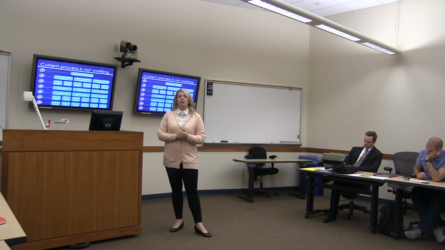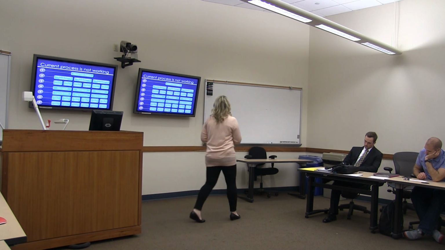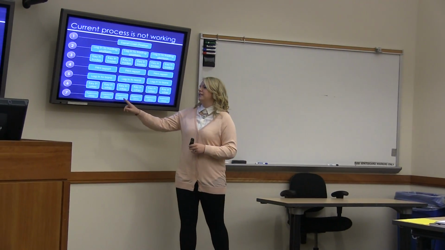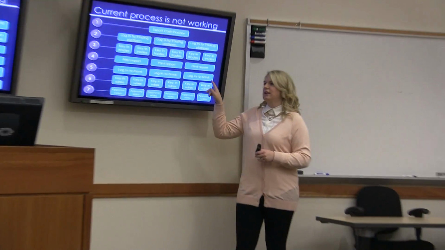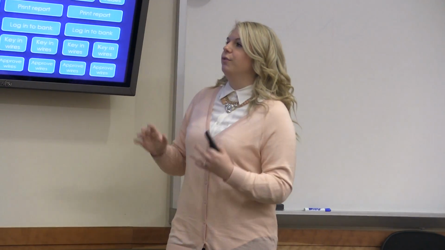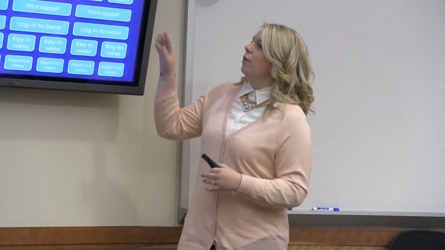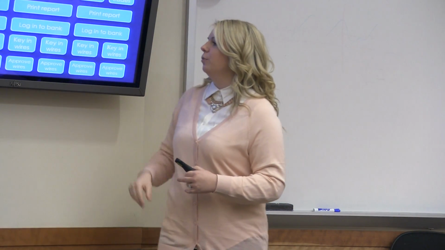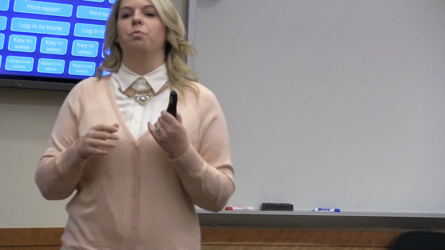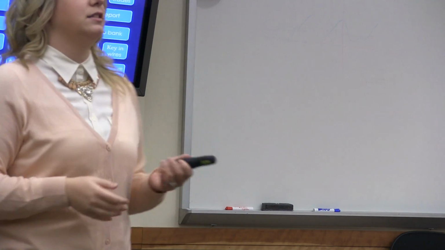So I want to look at the current process. There's a lot going on this screen. But let's focus on all of the individual pieces under certain umbrellas. And this is where it gets very manual. And this is where we have room for a lot of improvement. We look at keying in trades, we look at keying in wires, and we look at approving wires. And all of these little pieces could be combined into one piece. It could be a lot simpler.